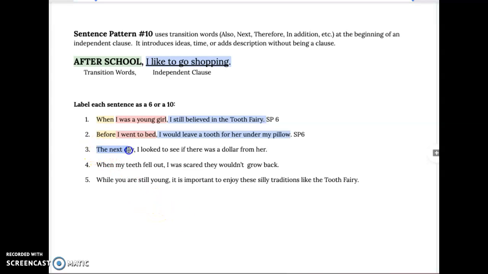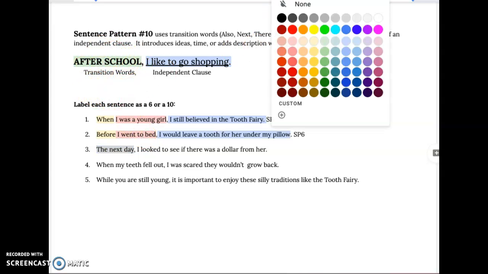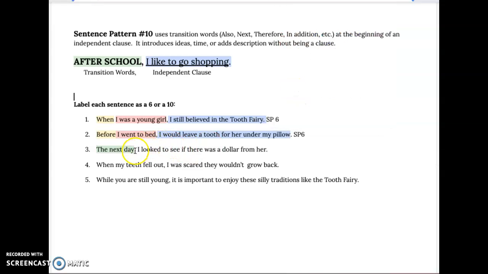Let's look at the next day. Do you see a marker word like when, before, after, because? Nope. Do you see something that has a subject and a verb in it? Nope. What you see is pattern 10. You see some transition words. And look, independent clause right there. So you should know right away that's not a 6. That's a, whoops, not a 20. We don't have a 20. A 10. I'll tell you right now without doing any more color coding because I'm almost out of time.